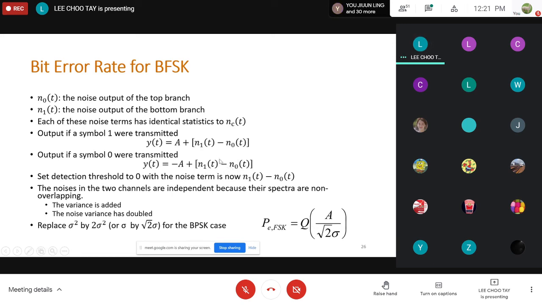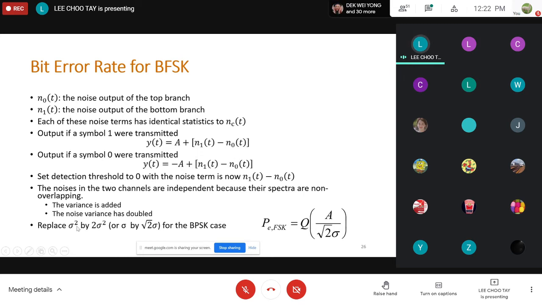Now the detection threshold, again, we set to 0, and the noise term here will be N1 minus N0, all right? You must also remember that N1 and N0 are noise coming from two different channels, or two different bandpass filters, and therefore the spectra of these two noises do not overlap. In this case, the variances add, and therefore the noise variance will be double.